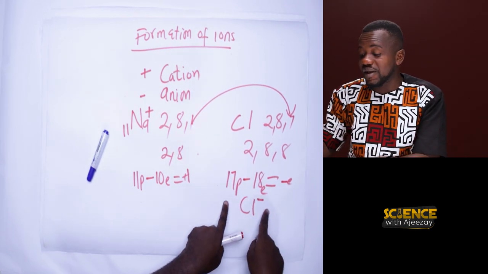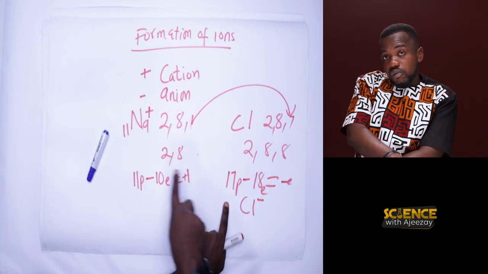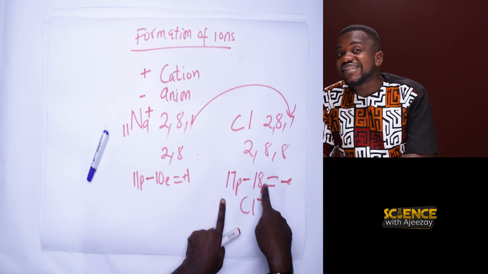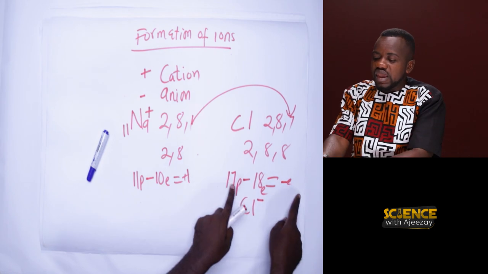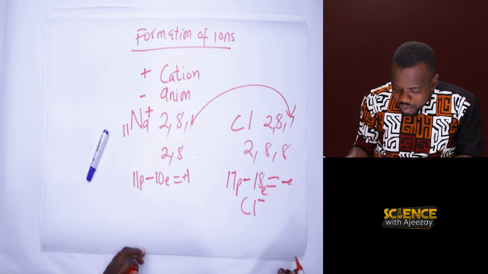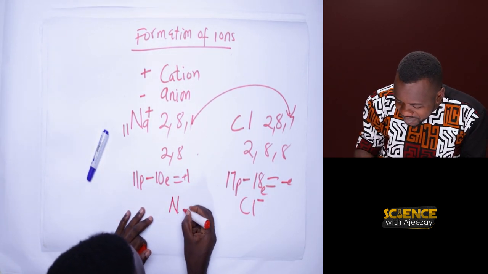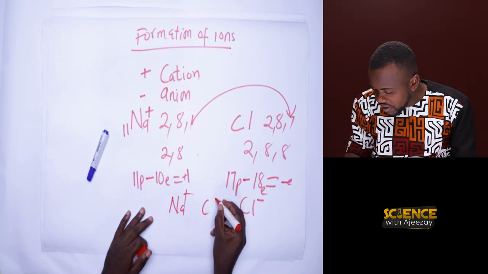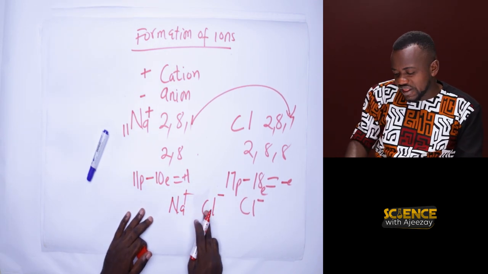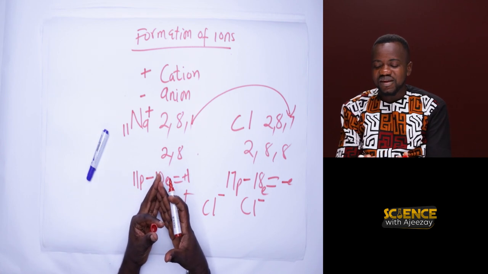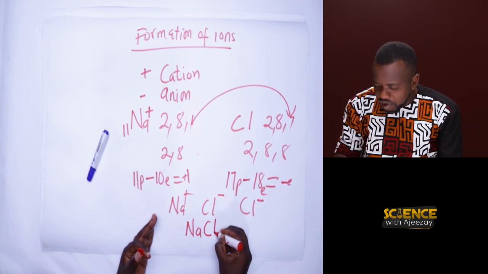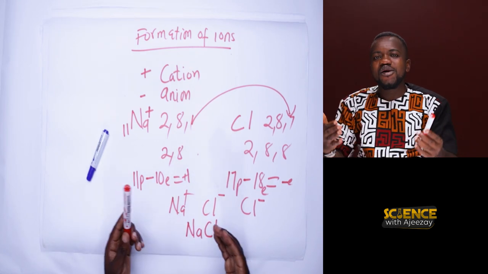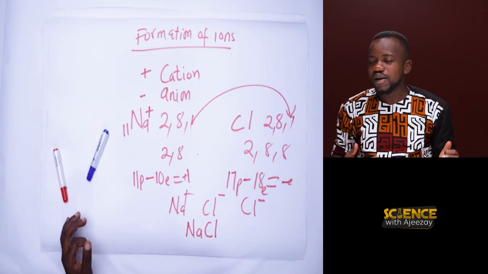Because it should be 17-17, but for chlorine it is 17-18. So once you subtract, you are getting a negative here, and that will be the charge. So now you have sodium plus Cl minus. This is the cation, this is the anion. They will come together and become sodium chloride.